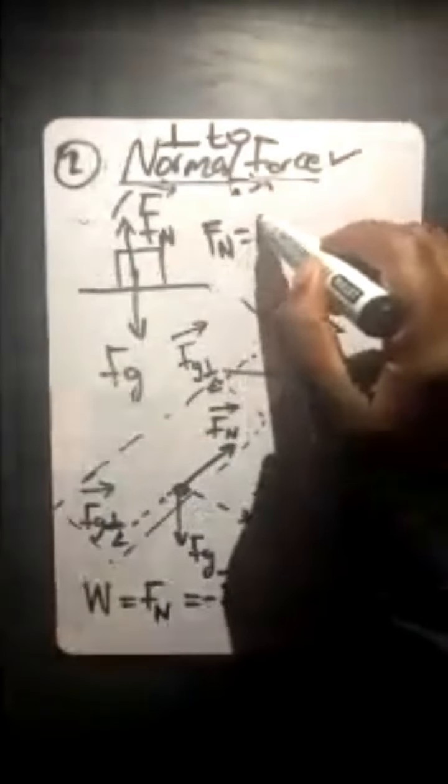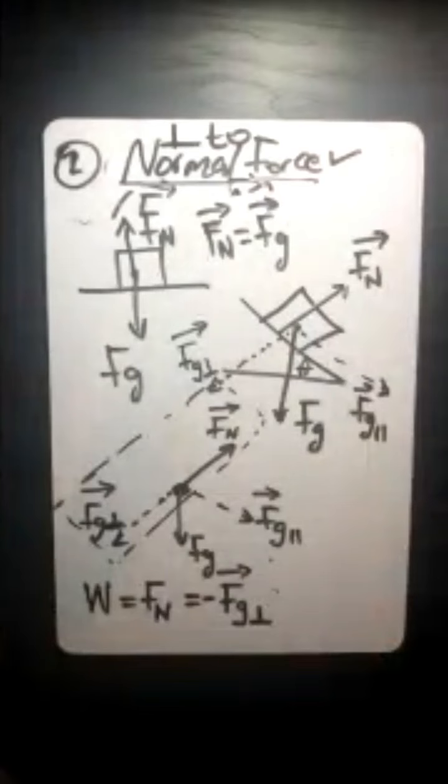So it's only when an object is sitting on a horizontal surface where you say force of gravity is equal to that, but in the opposite direction. So the formula for that is going to be force normal is equal to force of gravity. Guys, does it make sense now?